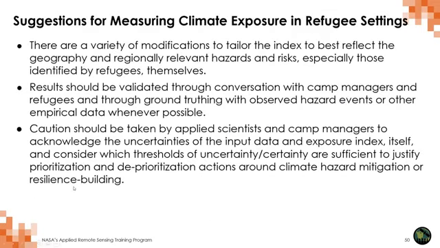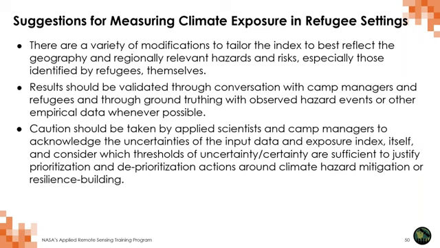And so we have some additional last suggestions here around measuring climate exposure in refugee settings. As we've stated before, there's really a variety of modifications that can be done to the index to tailor it to best reflect the geography and regionally relevant hazards and risks, especially the risks or hazards identified by refugees themselves. That's kind of an absent group of stakeholders here. And while Andrew touched on them, I think that a lot of the best potential for this work can come through these interactions where we can continue to improve and iterate with these groups of refugees.